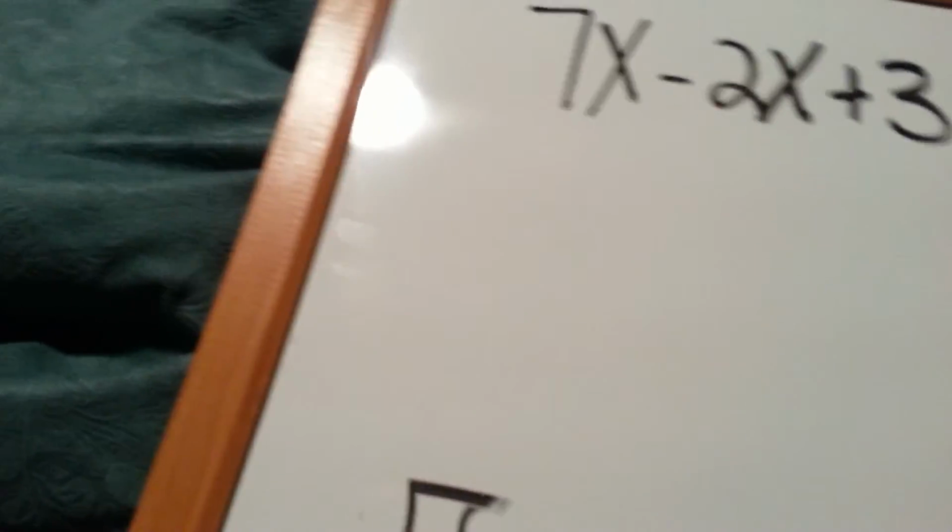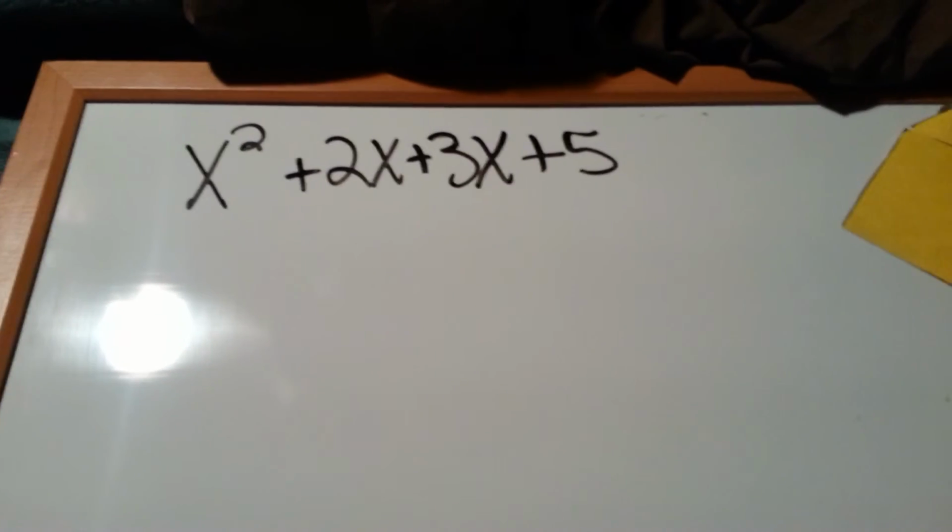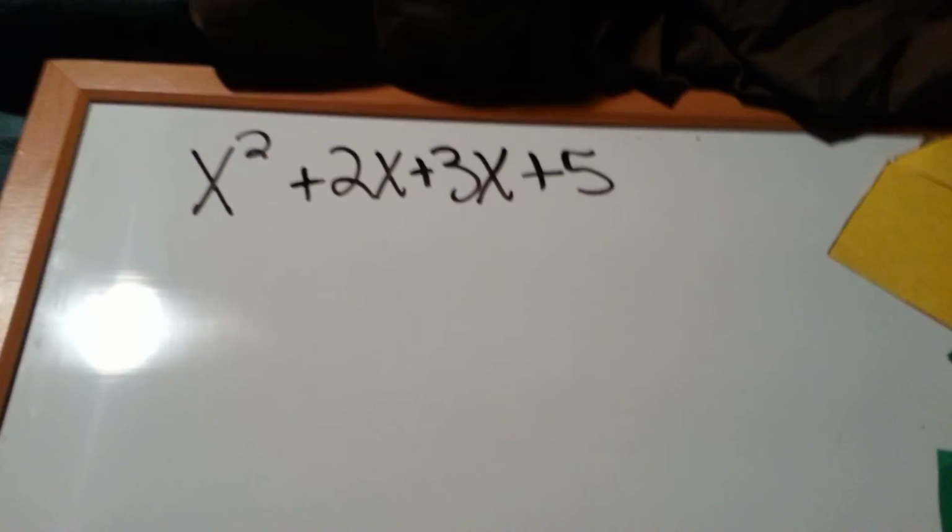And this one is going to be a little bit different, because now we are going to throw in that other algebra tile that we haven't used yet, the x squared. So what we're going to do is simplify this expression as well. The problem's going to look like this. X squared plus 2x plus 3x plus 5.